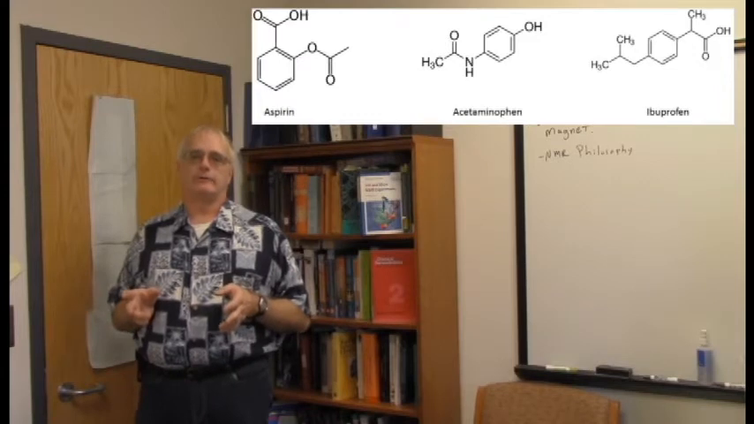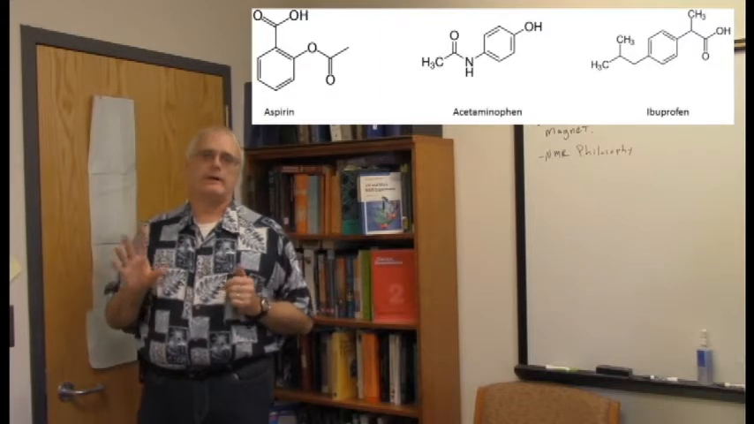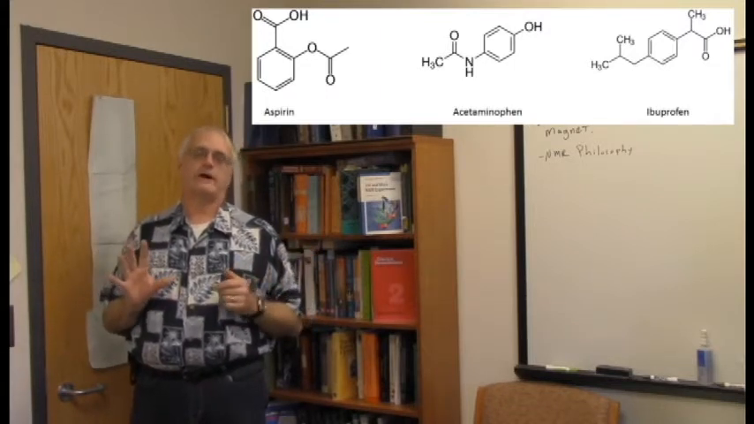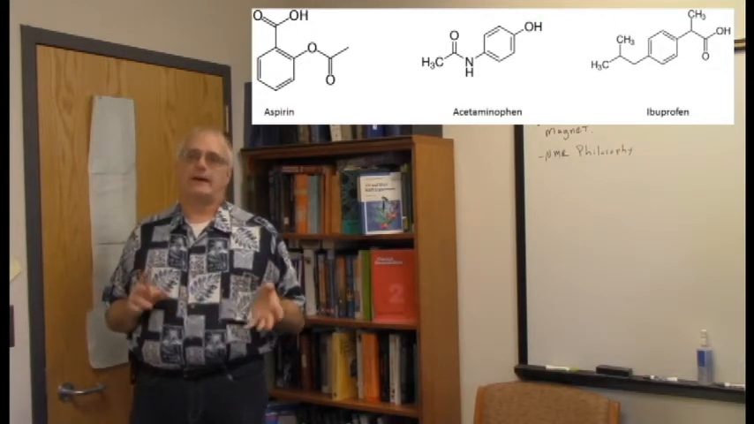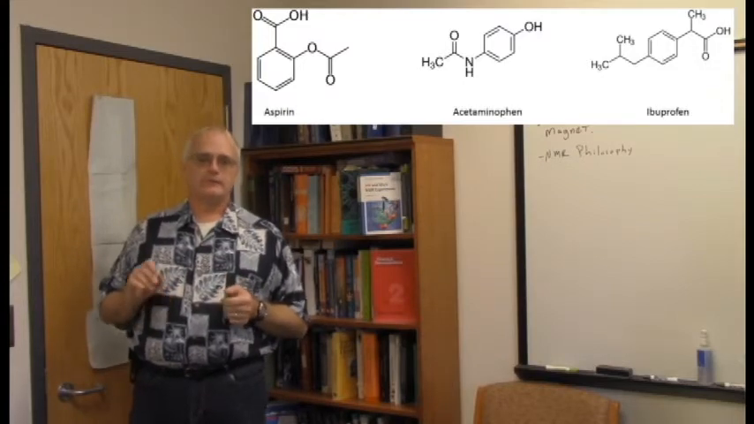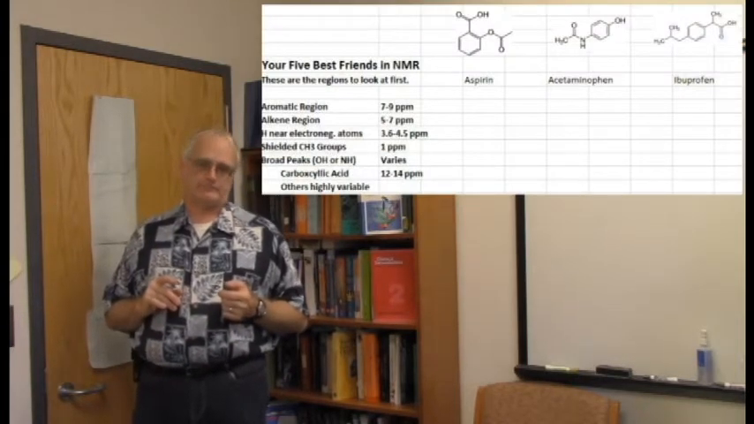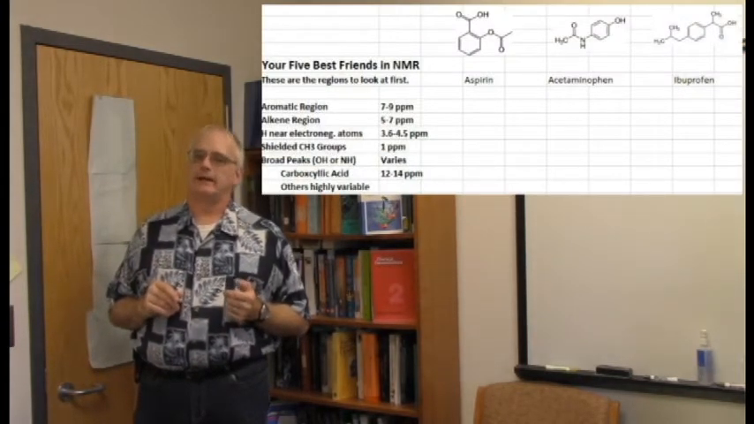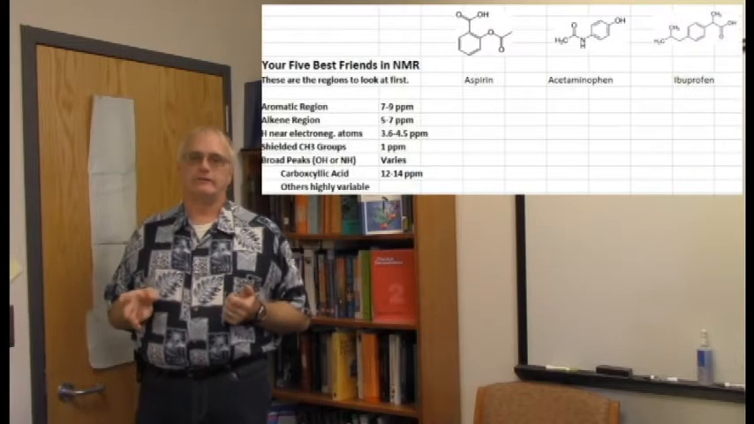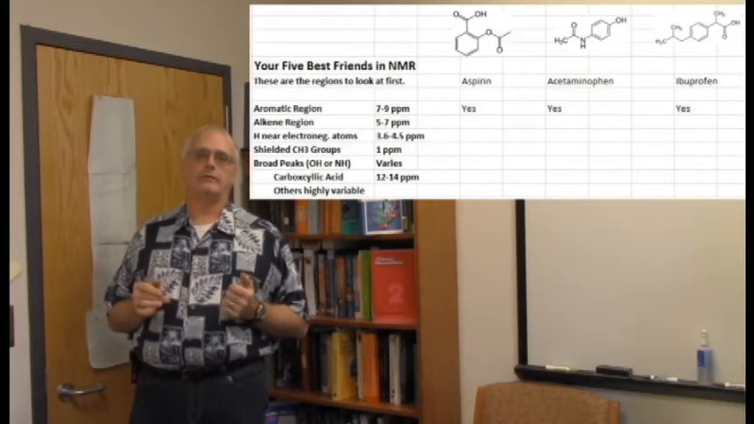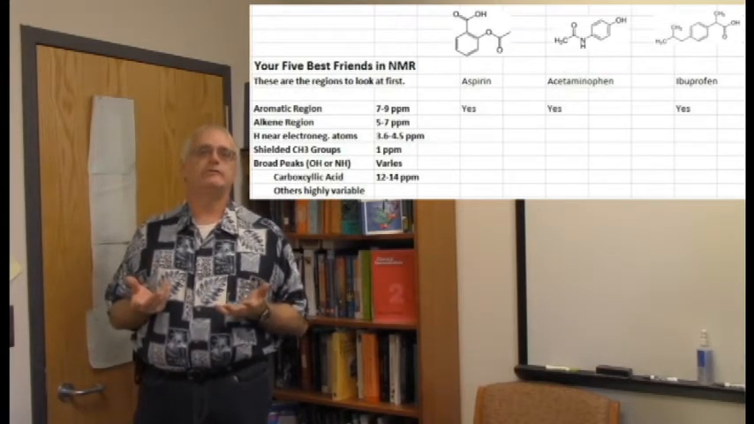And so what I want to do is look at the structures of the 3 molecules and look at our 5 best friends and see which ones of these 5 we can use to tell the difference between these various molecules with a quick glance at the NMR spectrum itself. So, first up, the aromatic region, okay, 7 to 9 ppm. We look at all 3 of the structures of aspirin, acetaminophen, and ibuprofen, and we see that they are all aromatic molecules. Furthermore, there are 4 hydrogens in each of these aromatic regions, and so we should see peaks in the 7 to 9 ppm region, integrating to 4.